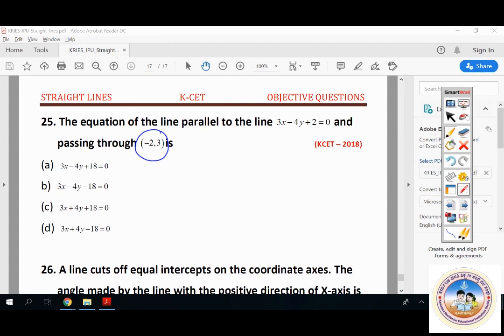ಫಸ್ಟ್ ಲೈನ್ ಅಲ್ಲಿ ಸಬ್ಸ್ಟಿಟ್ಯೂಟ್ ಮಾಡೋಣ. -6 -12 plus 18 0 ಆಯ್ತು. ಫಸ್ಟ್ ಒನ್ ಮೇ ಬಿ ದ ಚಾಯ್ಸ್. ಹಾಗೆ ನೆಕ್ಸ್ಟ್ ಒನ್ ಅಲ್ಲಿ ಸಬ್ಸ್ಟಿಟ್ಯೂಟ್ ಮಾಡ್ಕೊಂಡ್ರೆ -6 -12 -18 ಆಗ್ತಾ ಇದೆ. ಇಟ್ ಈಸ್ ನಾಟ್ ಈಕ್ವಲ್ ಟು 0 ಬರ್ತಾ ಇದೆ. ಆಪ್ಷನ್ ಬಿ ನಿಮ್ಗೆ ಉತ್ತರ ಆಗೋದಿಲ್ಲ. ಹಾಗೆ -6 + 12 + 18 ಇಟ್ ಈಸ್ ನಾಟ್ ಈಕ್ವಲ್ ಟು 0. ಸೊ ಆಪ್ಷನ್ ಸಿ ಸರಿ ಉತ್ತರ ಆಗೋದಿಲ್ಲ.